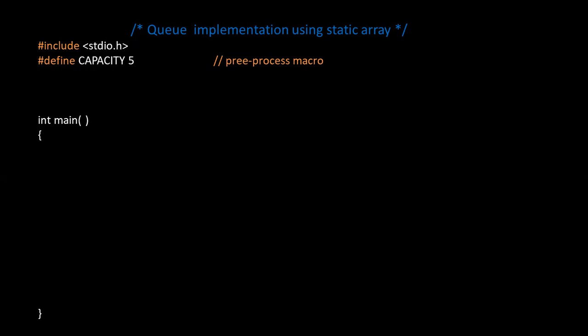Now we need to declare one more variable, a global variable of type integer with the variable name q, and its size is nothing but the capacity. Here we cannot directly pass ordinary variables in the queue variable, but we can pass macros, because we have already discussed that macros will be pre-processed before the compilation only. So at the time of pre-processing itself, the capacity value will be replaced with the value 5.